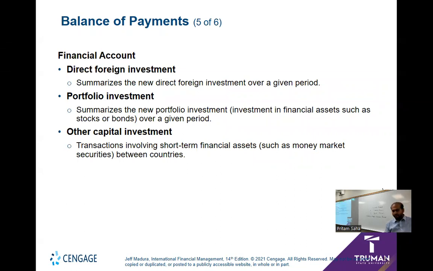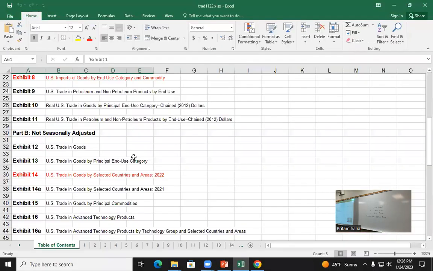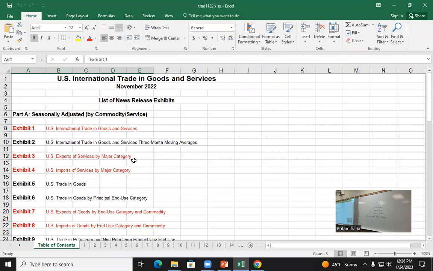Okay, before we move on to the financial account, let's talk about a lot of real data. So far from the real data, what we learned is that the US current account balance is negative, right? And this is due to what? This is mostly due to a lot of import of goods, right?